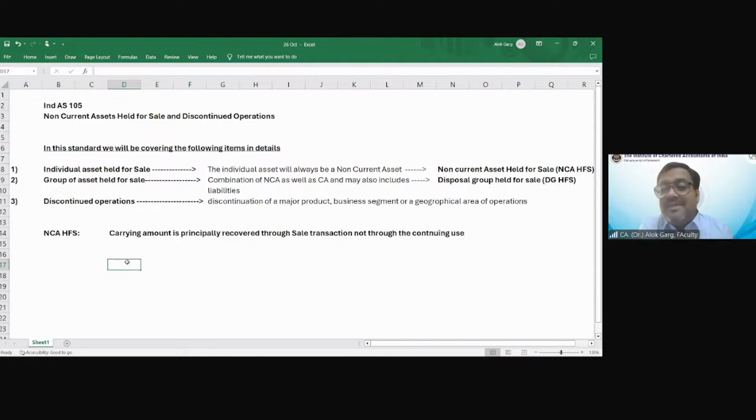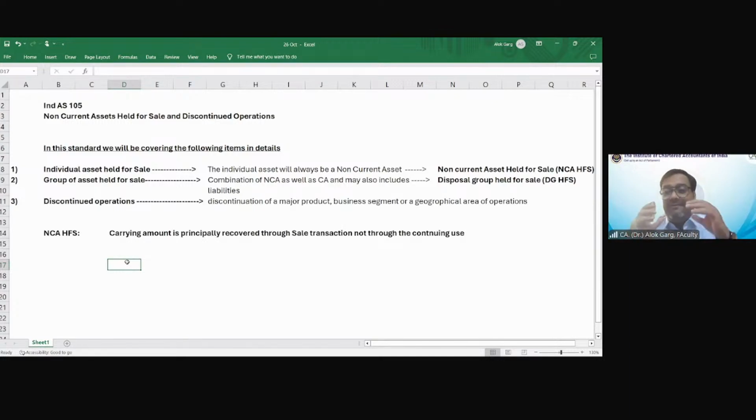Because the purpose is not to get the future economic benefit through use. The purpose is to get the future economic benefit through sale, right? It is not through use, it is through sale. So what is the difference between the future economic benefit expected from a PP and expected from a non-current asset held for sale? From PP, the future economic benefit is expected from use. And for a non-current asset held for sale, the future economic benefit is to be received from sale.